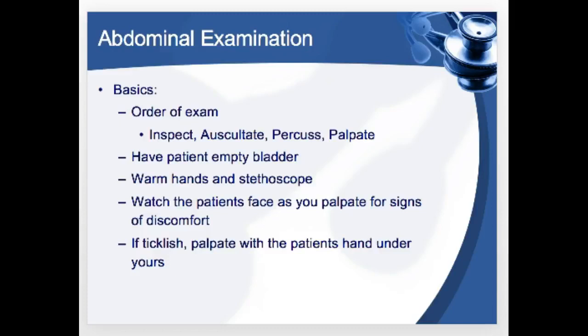So the order of examination is to inspect first, so observe or inspect first, then you auscultate, and then you percuss and palpate. And you do this because you don't want to percuss and palpate and move the abdominal contents around and then listen to it. You know, if you're listening to see if there's absence of bowel sounds, you want to do that before you start messing around and increasing peristalsis by moving everything around.